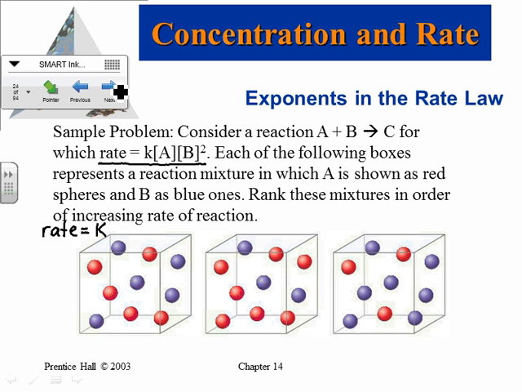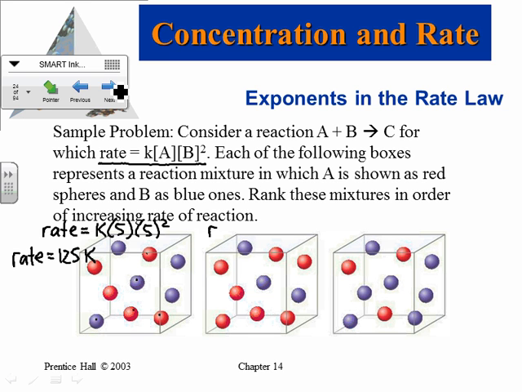In the first one, A is shown as red spheres, so that's 1, 2, 3, 4, 5 of those. So k times 5 times B squared. B is 1, 2, 3, 4, 5. So times 5 squared. So our rate on this first one equals 125k. 125 times k.